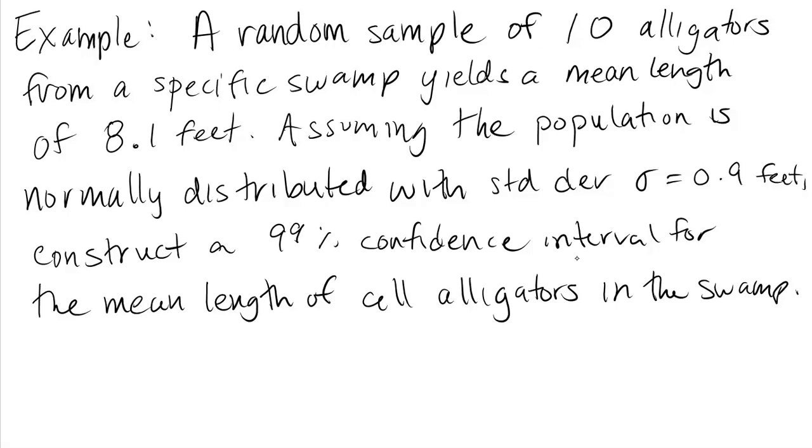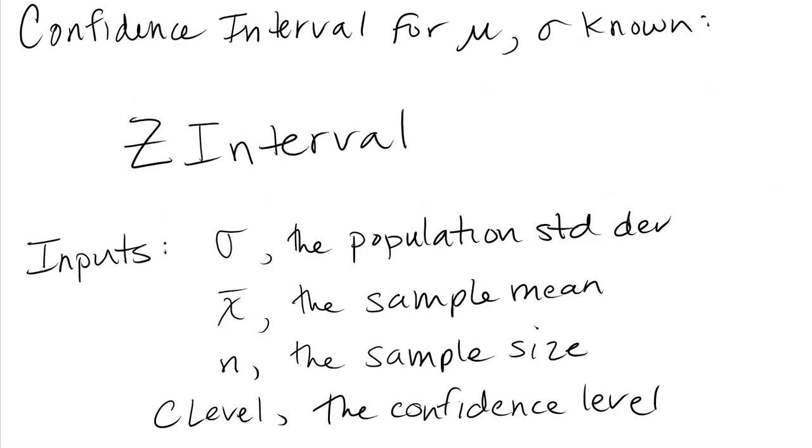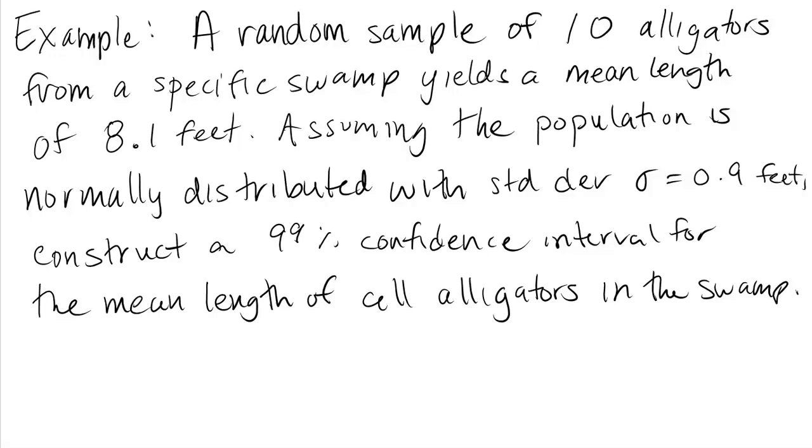We're being asked to find a confidence interval for a mean. That's good because that's what ZInterval does. ZInterval finds a confidence interval for a mean. But there are still 2 more things we have to verify before we can use ZInterval. One is that sigma has to be known. The calculator is going to specifically prompt you for the value of sigma, the population standard deviation. Do we know the population standard deviation? Yes, it says to assume the population has a standard deviation of sigma equals 0.9 feet. So sigma is known. That's good.